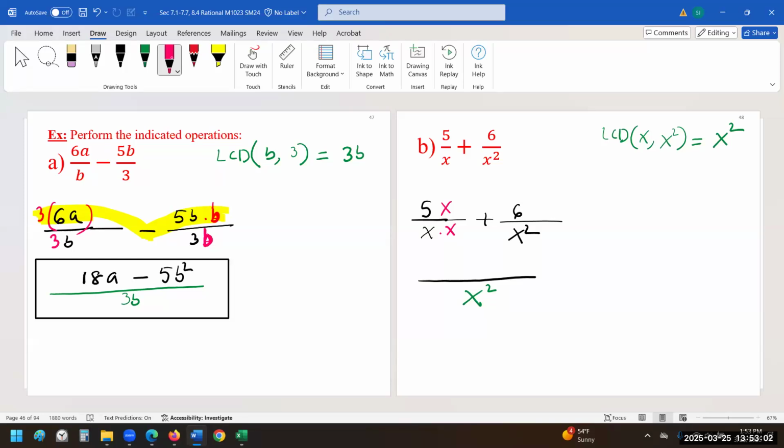How about the second denominator? Do you already have x squared there? Do you need to do anything there on the second denominator? Great. That means it's time to combine our numerators. So 5x and 6. Can you simplify or factor? So we leave them alone. Easy, right? Not bad.